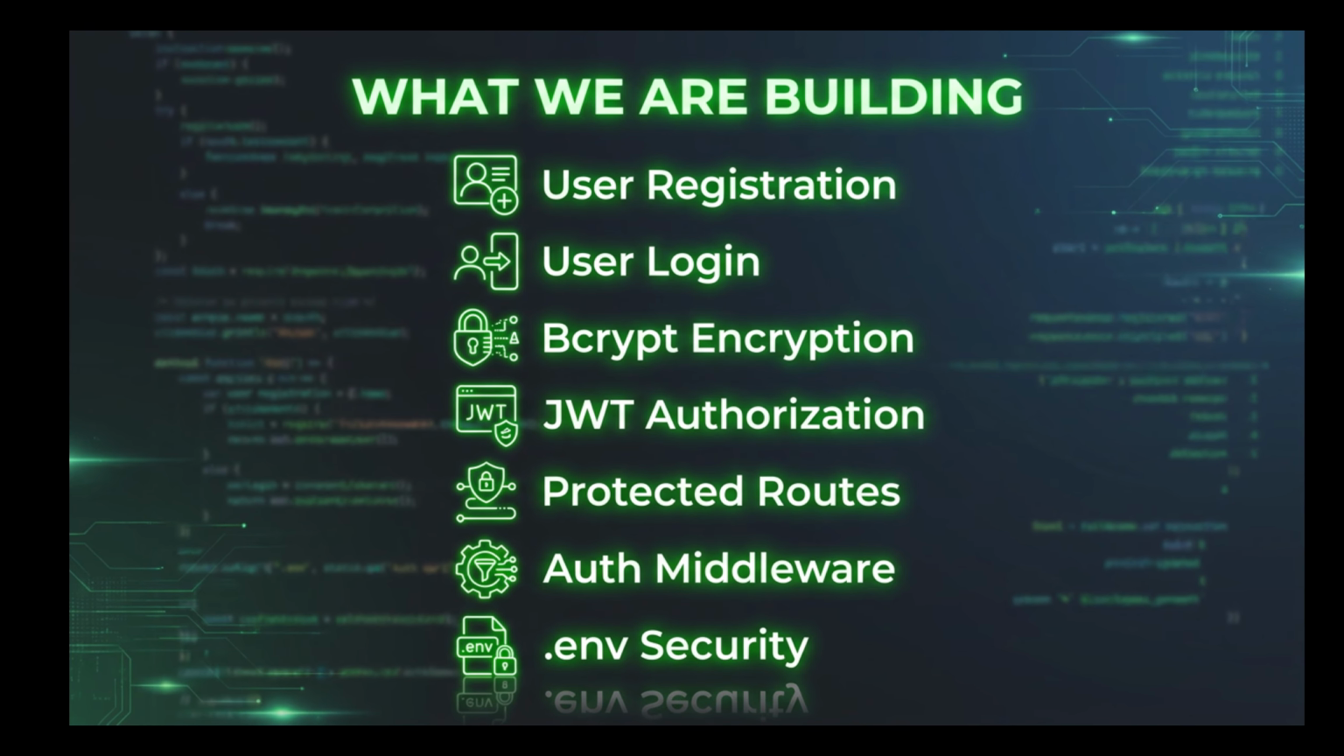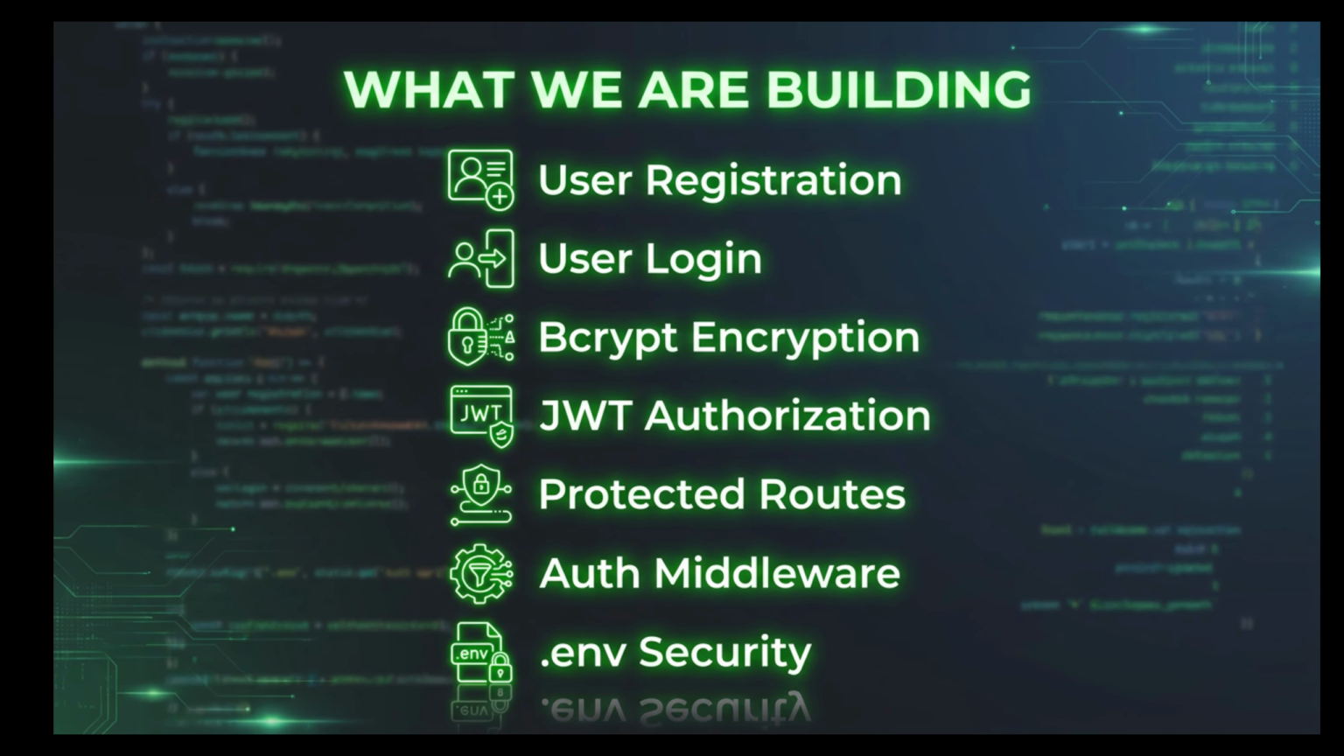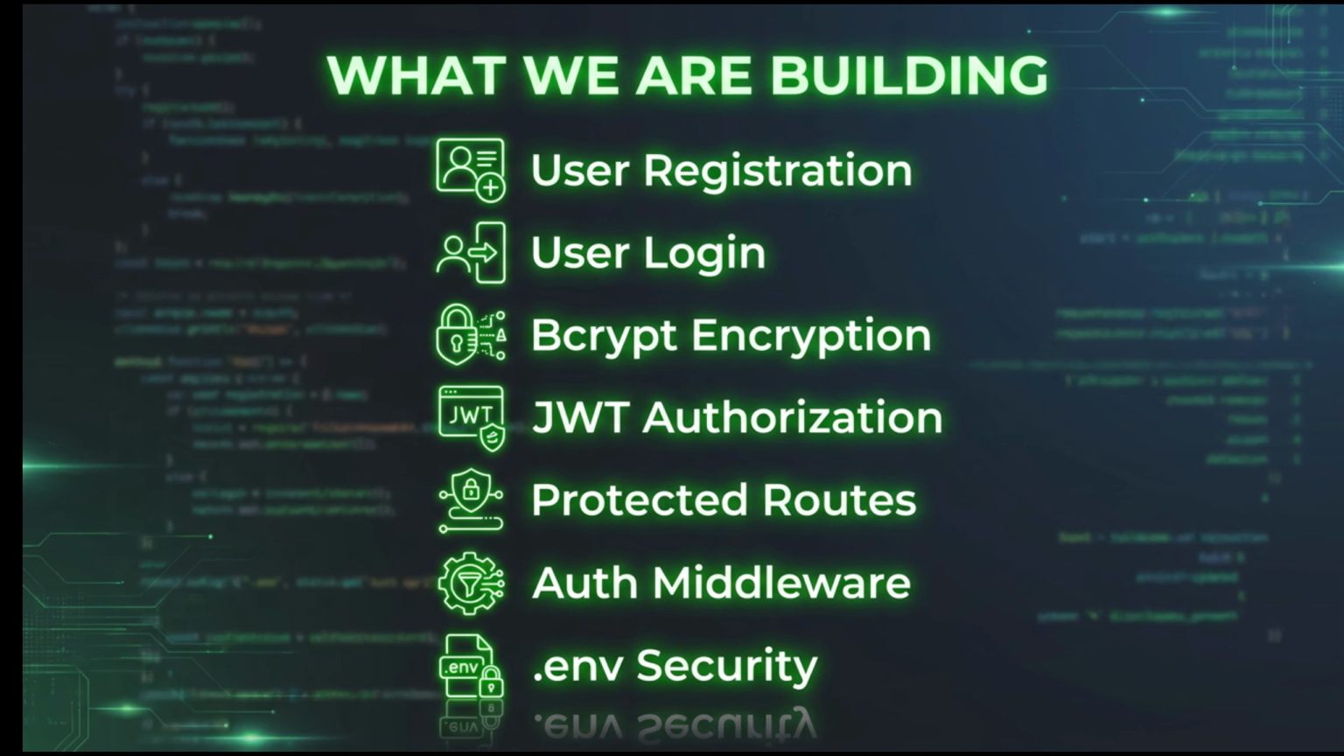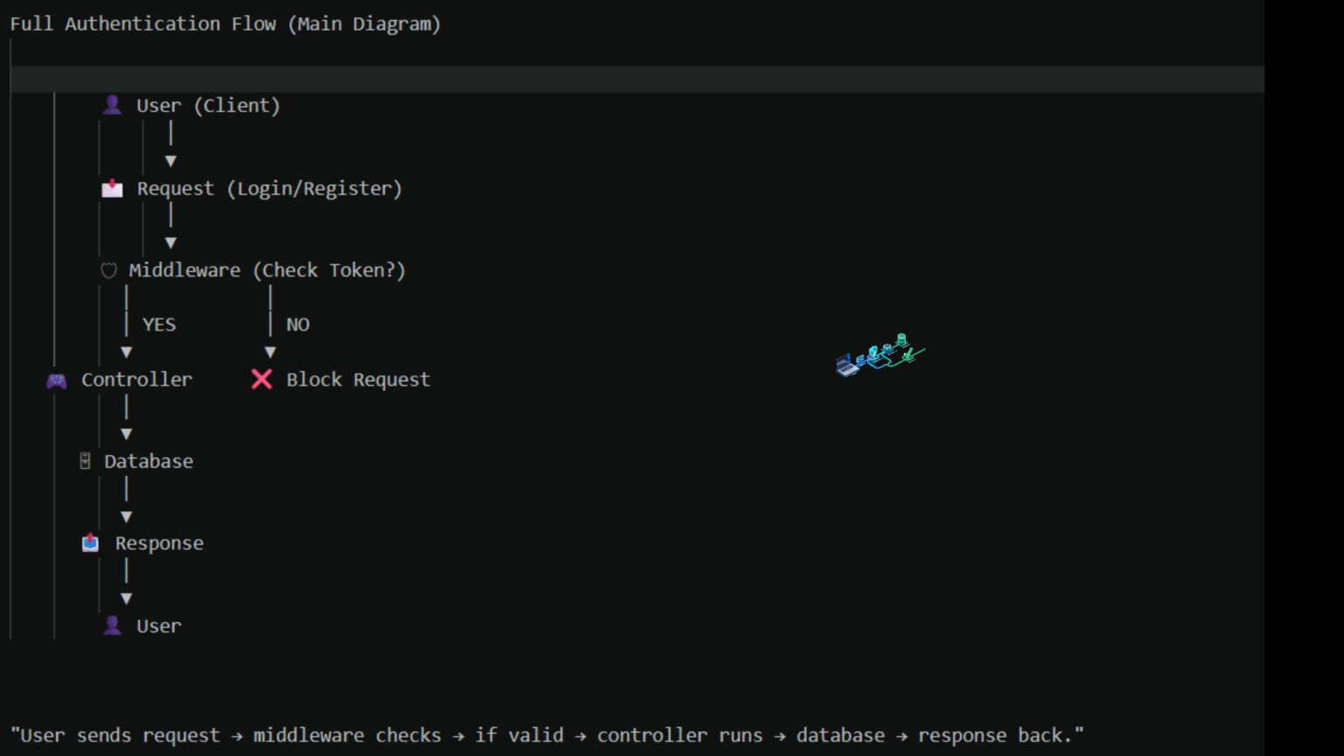Finally, .env. I will teach you how to hide your sensitive API key and secret key in our .env file to keep your app secure. Before we touch a single line of code, we need to understand the logic. If you don't get the flow right, your application won't be secure. So let's look at the full authentication blueprint.